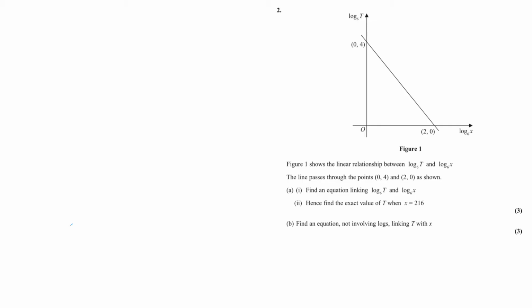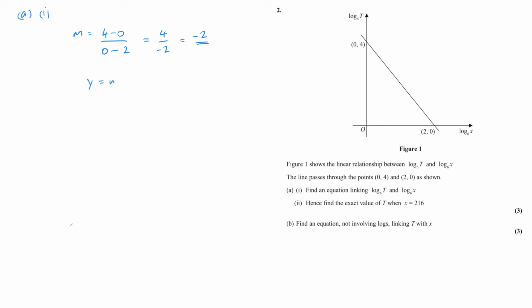Okay, question 2 is a log question, but when you use logs for your graphs, you know. So in this case, first of all, for part A, find an equation linking log t and log x. We first need to find the gradient. So the gradient here, this is A part 1. Gradient is difference in y's, so 4 minus 0 over 0 minus 2. So it's 4 over negative 2, or negative 2 as my gradient.